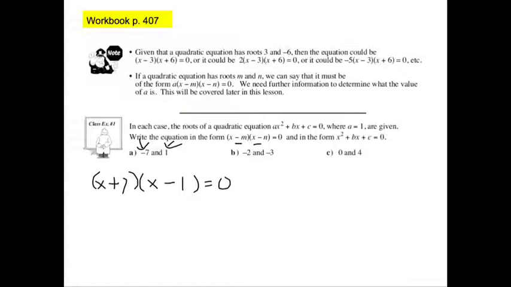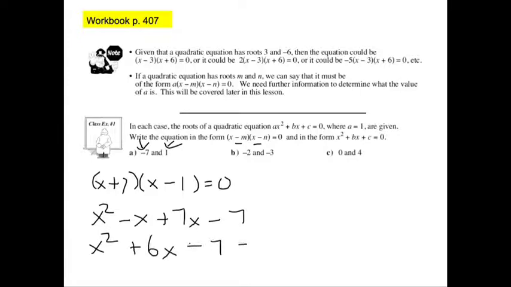So x times x is x squared. Then you have your outside, which is x times negative 1, which is negative x. And then your inside, which is going to be 7x. And your last, which is going to be negative 7. Working this out, this is going to be x squared plus 6x minus 7 is equal to 0.